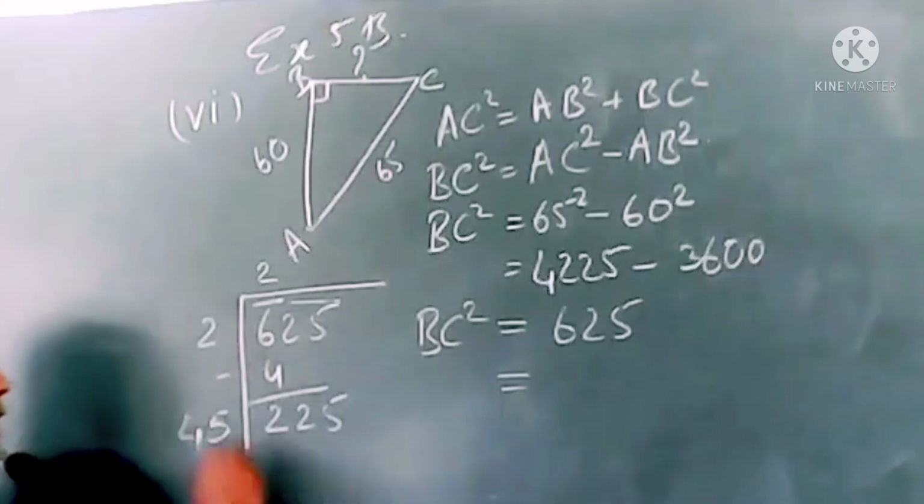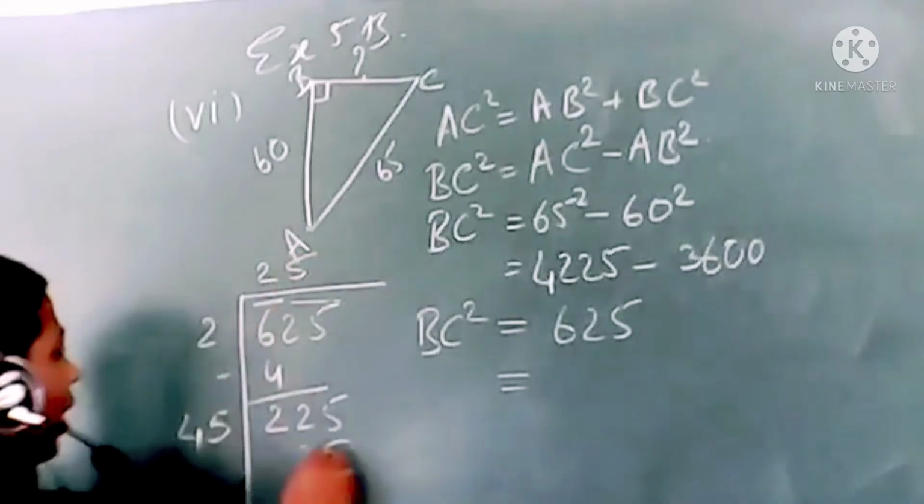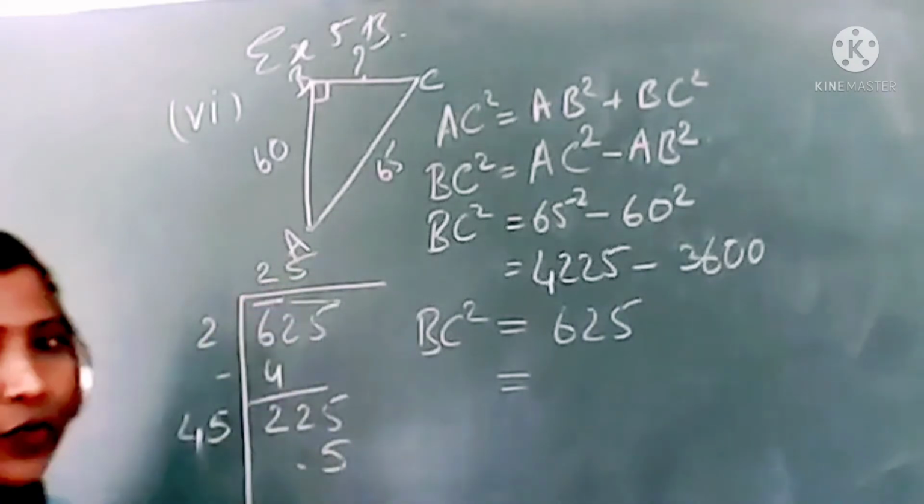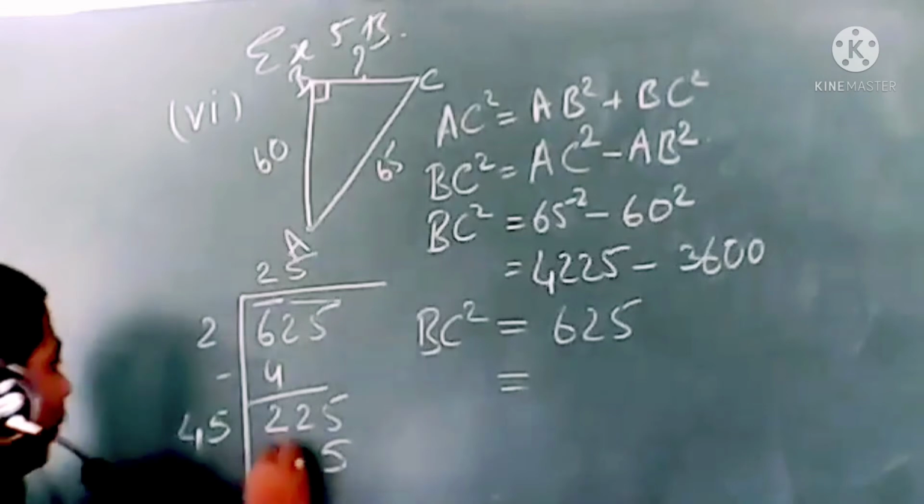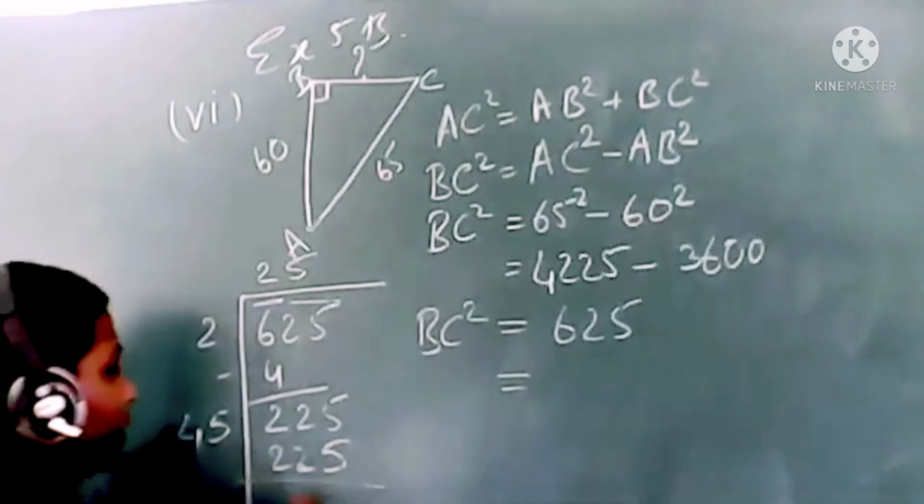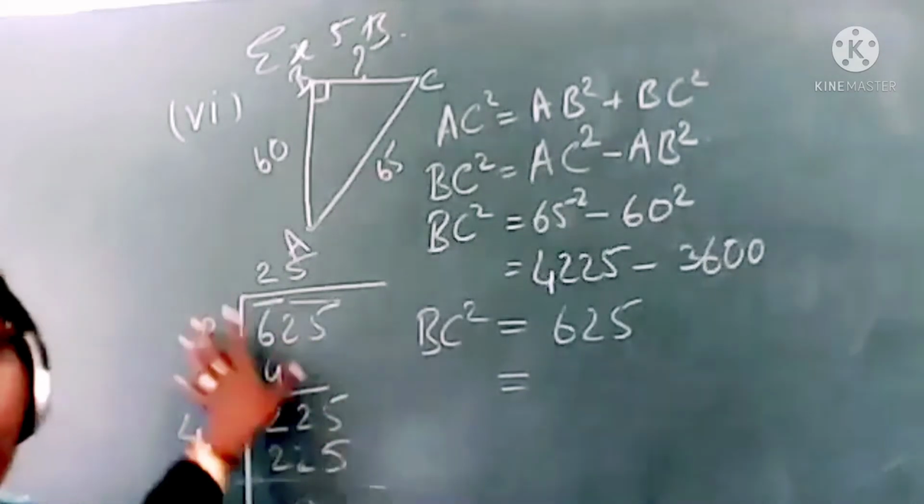Yes, ma'am. So 5 5s are 25. Here also, 5 5s are 25, and 2 carry. And 4 5s are 20, 20 and 2 is 22, and 225 will come. Is that okay? So like this, you can also find the value of the square root.